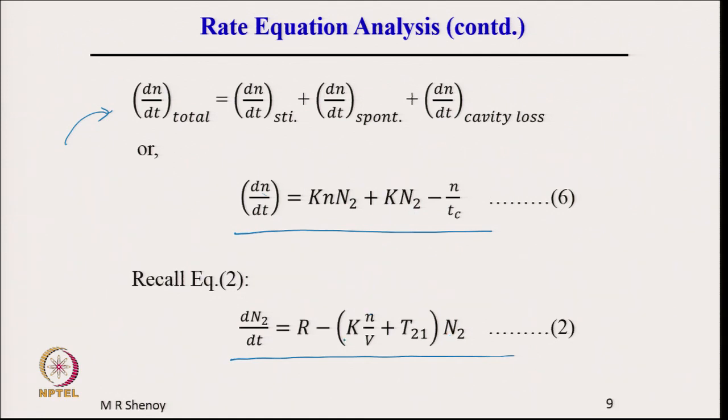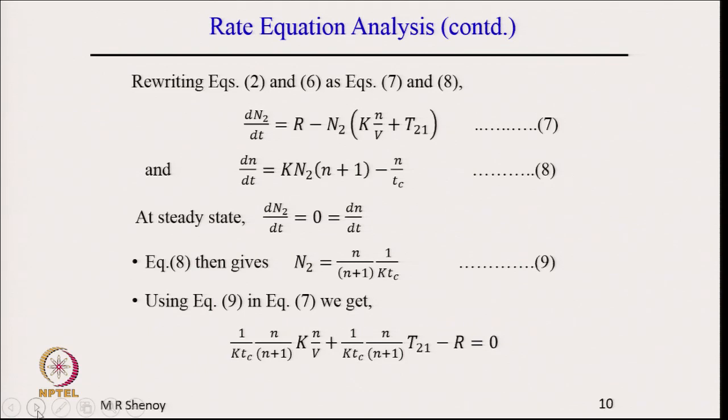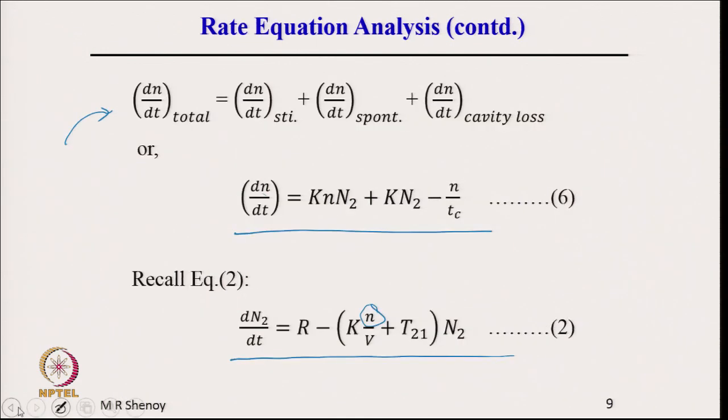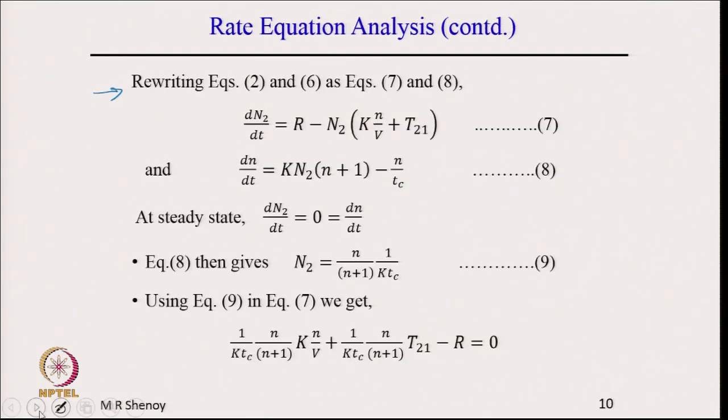Now, we have 2 equations, so we can easily eliminate N2 for example, because our interest is n, we want to get n, and therefore, we can eliminate N2 using these two equations and obtain an expression for n. So, that is what I will show in the remaining part. So, the rate equation analysis, where we have now rewritten equation 2 and 6 as 7 and 8, it is the same equation, we have just combined the term, you can see this. So, it is the same equation, we have taken k and N2 together and put n plus 1 into k and N2 in this equation. So, we have written k and N2 into n plus 1.